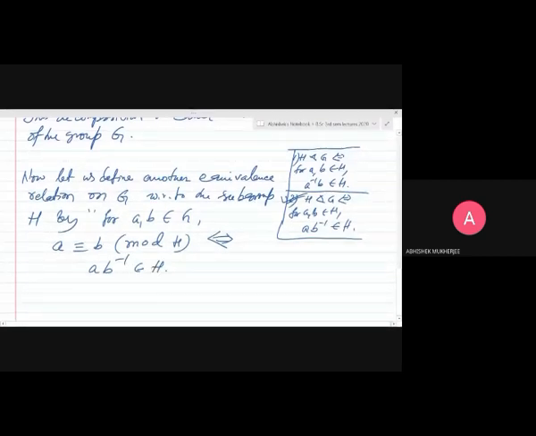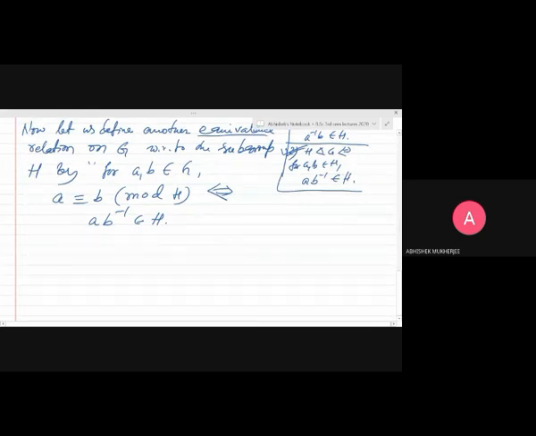Okay, right? And in a similar manner as in the previous case, you can prove that this relation is going to be an equivalence relation on the group G with respect to the subgroup H. And since it will form an equivalence relation on G, then you are going to have equivalence classes. And what are those? So let us have a look at the equivalence classes.